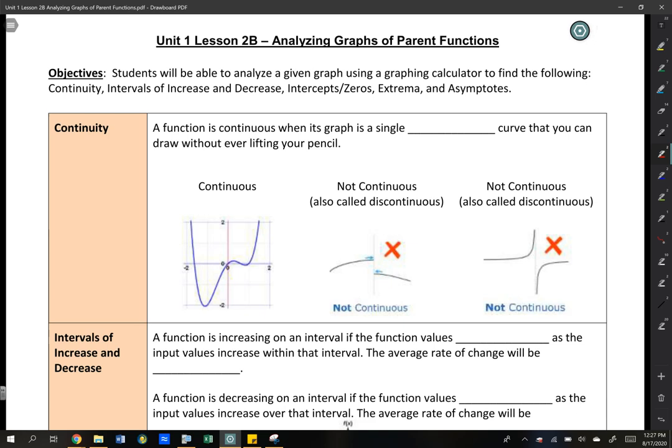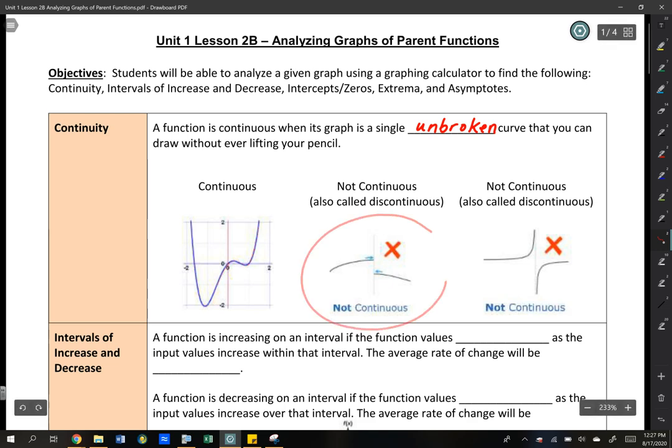A function is continuous when its graph is a single unbroken curve. And that unbroken curve you can draw without ever lifting your pencil. If you have to lift your pencil off the page, it's not continuous. So I have an example of a continuous graph. Okay, right? You never have to lift your pencil off this graph to follow it along.